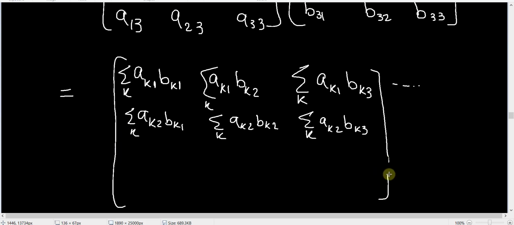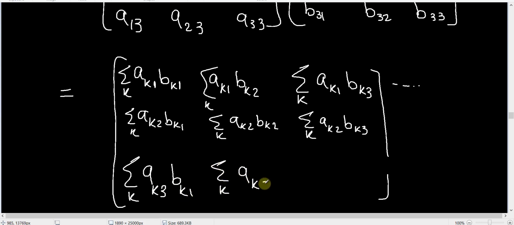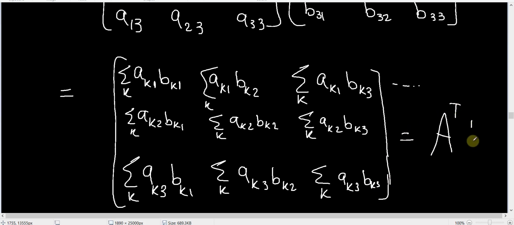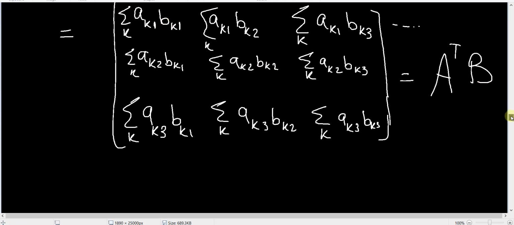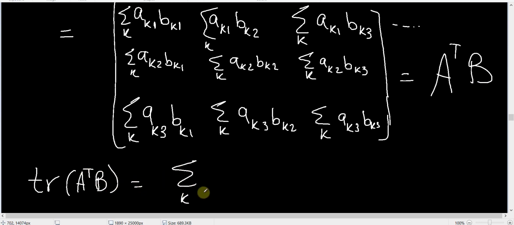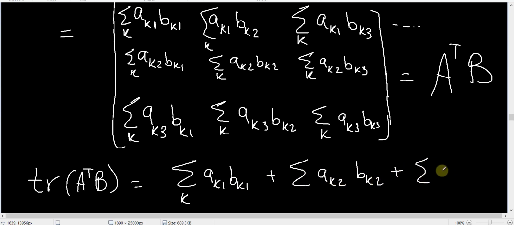Finally, here for the last row I have another sigma over k of Ak3 Bk1, sigma over k, Ak3 Bk2, and sigma over k, Ak3 Bk3. So this is equal to A transpose B. Okay, now I want the trace of A transpose B. So the trace of this is the summation of the elements on the diagonal. So the trace of A transpose B is really equal to sigma over k of Ak1 Bk1 plus another sigma here of Ak2 Bk2 plus a third sigma here Ak3 Bk3.